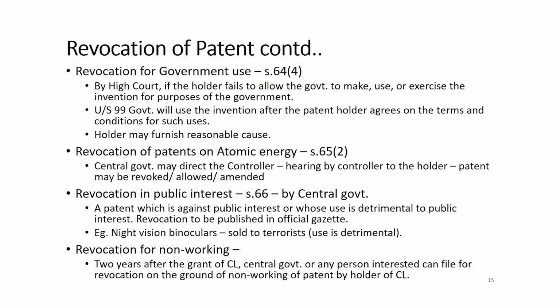Section 64, subsection 4 talks about revocation of patent for government use. Now if you see here, this is section 64, subsection 4. Here the revocation is done by the High Court if the holder fails to allow the government to make use or exercise the invention for the purposes of the government. This is important to note that in section 99 we have defined government use.